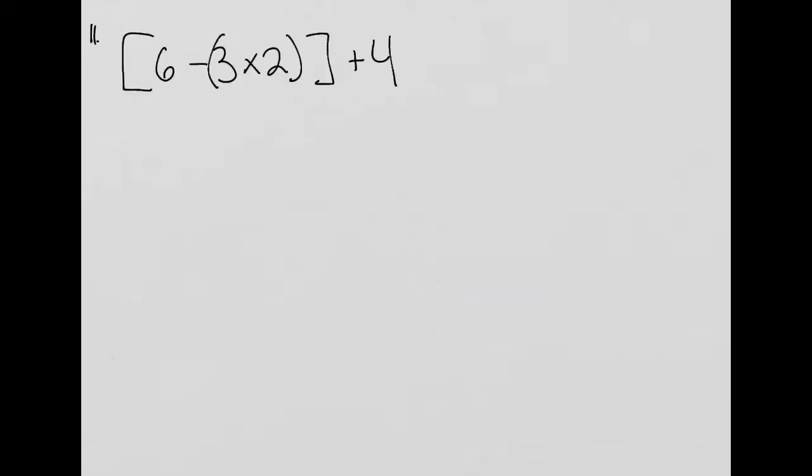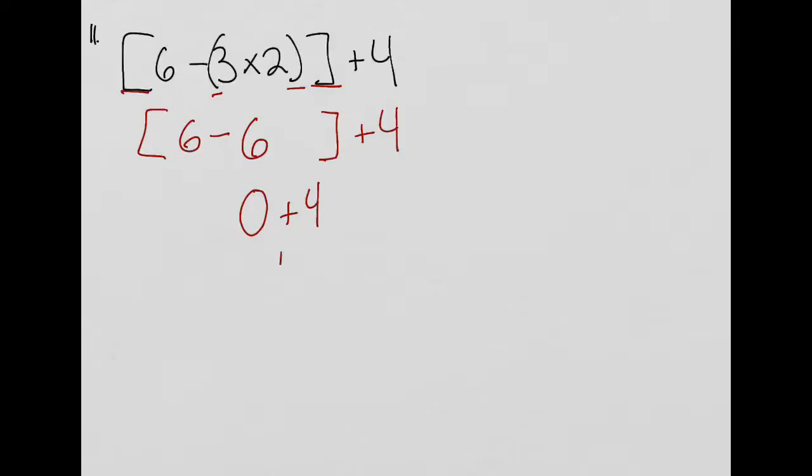Here's number 11. I look to see if I have brackets, braces, or parentheses, and I do. I have brackets and I have parentheses. So I'm going to do the operation inside the parentheses first. So I look and I have 3 times 2. 3 times 2 is 6. I still have my brackets because I have 6 and the minus sign, and then I have the addition of 4 outside of them. So now I still have to do what's inside my brackets first, and that's 6 minus 6, which is 0, plus 4, and 0 plus 4 is going to equal 4 as a final answer.